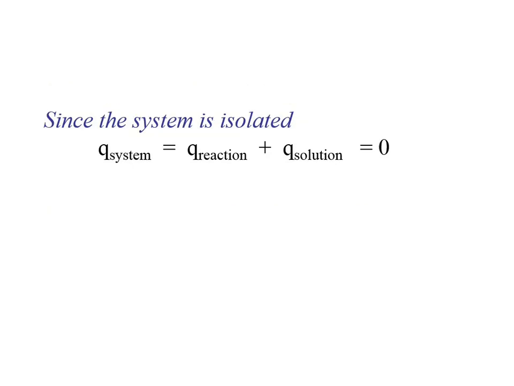But if it's isolated, then the change in thermal energy of the system, which is both those two things, the chemical reaction and the juice that the chemical reaction is occurring in, the change in thermal energy of both of those added together is 0. So one will be positive and one will be negative.